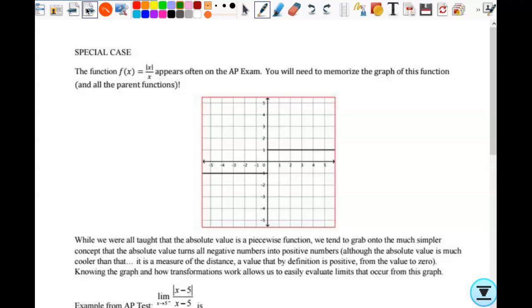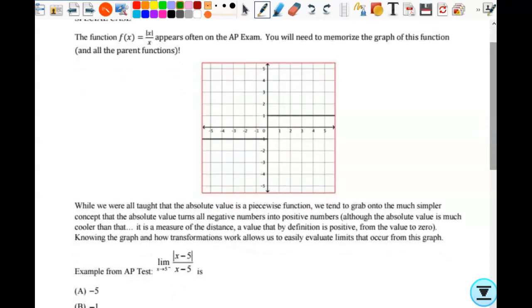So we have a special case, the function of the absolute value of x over x. It appears often on the AP exam, and one of the things that doesn't really show up very well on here is that this is an open circle. It looks like this. You may need to add your open circles. Looks like that. That's what it looks like when you graph it, okay? Because it's undefined at 0, because again, you'd get the 0 over 0. You need to memorize the graph of this function. It's not that hard. That's it right there, okay?